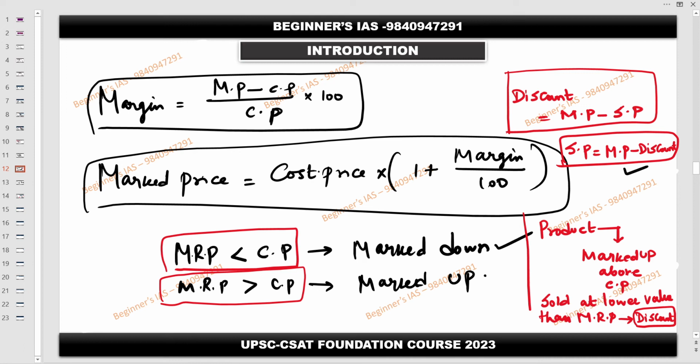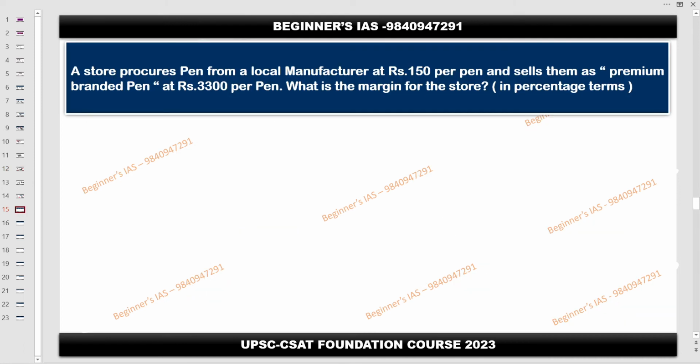Margin is equal to (MP minus CP) by CP into 100. This is the right one. So you can use this method: margin is equal to (MP minus CP) by CP into 100. If you apply the same logic here, easily you can find out the answer for this question.